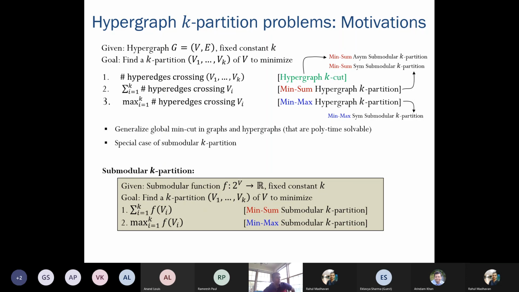Yeah, the main motivation is to solve the submodular K partition problem for larger constants K. And as a special case, all these three hypergraph K partition problems are special cases of submodular K partition.